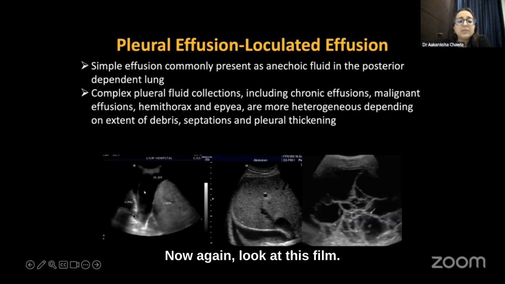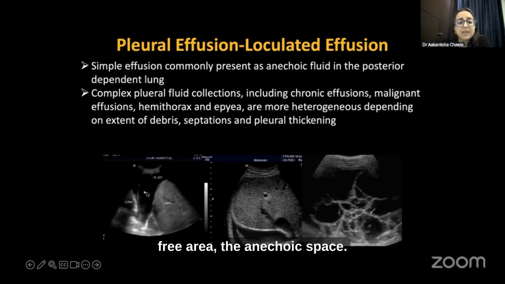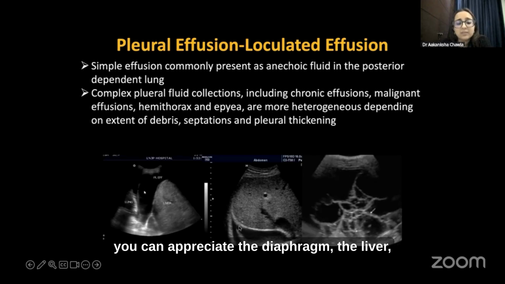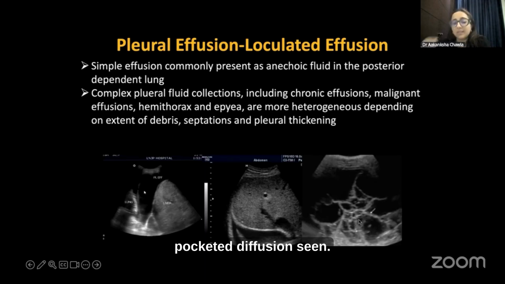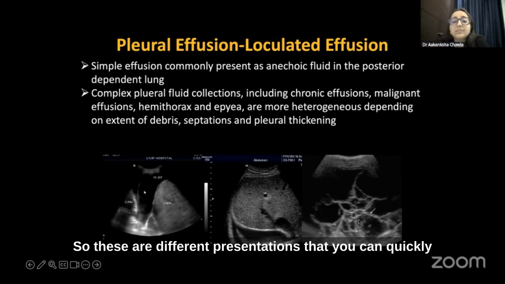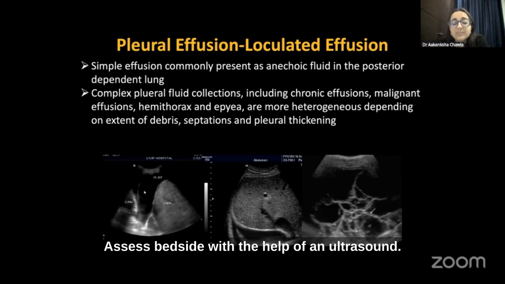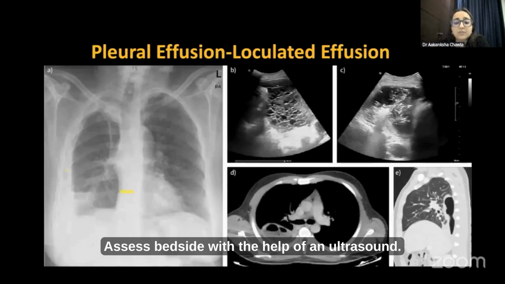Now, again, look at this film. You can see that there's a lung here, there's liver, and there's this anechoic space. So this is your pleural fluid here. Again, you can appreciate the diaphragm, the liver, then this is your lung floating within the fluid. And again, on this ultrasound picture, you can see that there are a lot of loculations and septations, a pocketed effusion seen. So these are different presentations which you can quickly assess bedside with the help of an ultrasound.